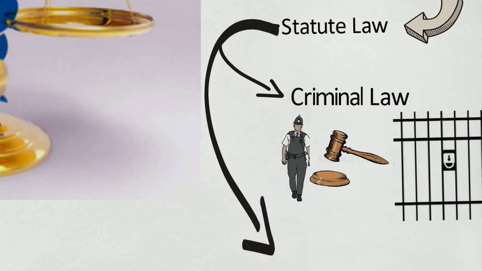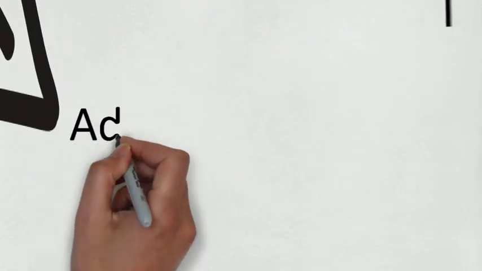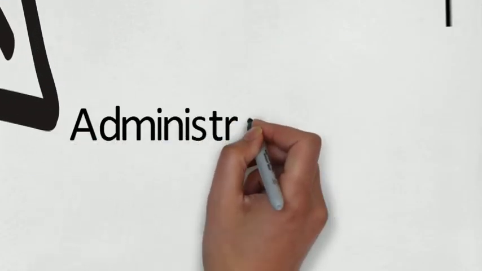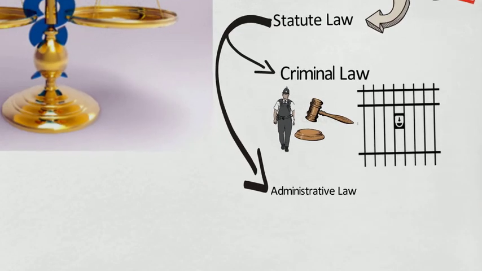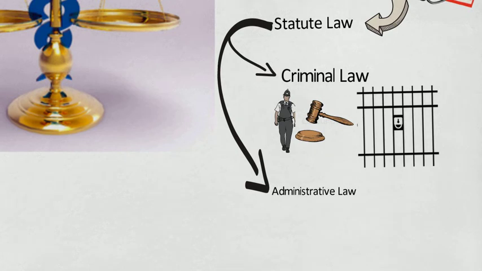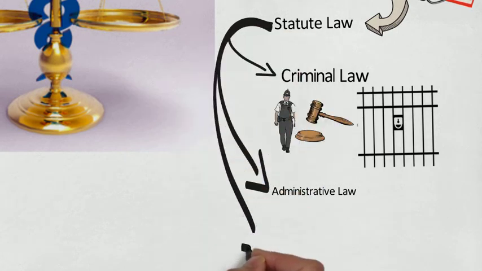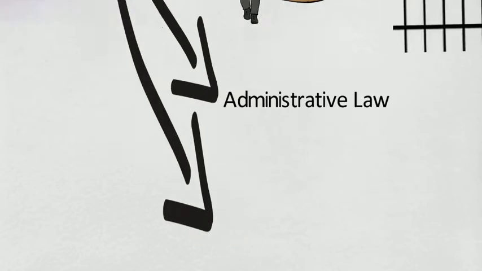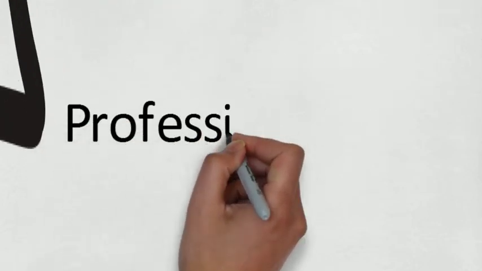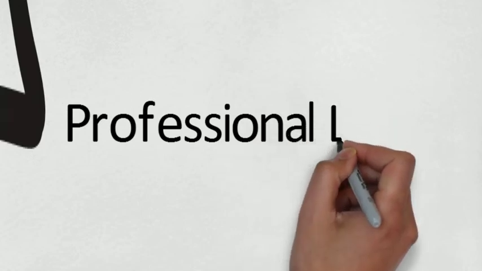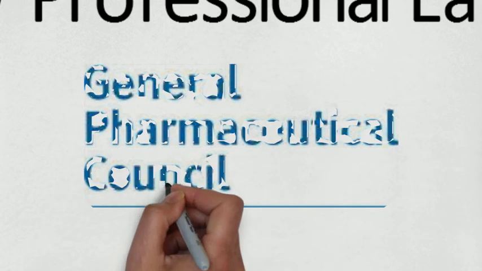The second type of statute law is administrative law, and that regulates the activities of public bodies, for example, the NHS. So where the NHS has a contract with community pharmacy, the administrative law will be regulating those activities. And lastly, we've got professional law, and that underpins the powers of professional regulatory bodies. So in the world of pharmacy, that's the General Pharmaceutical Council.